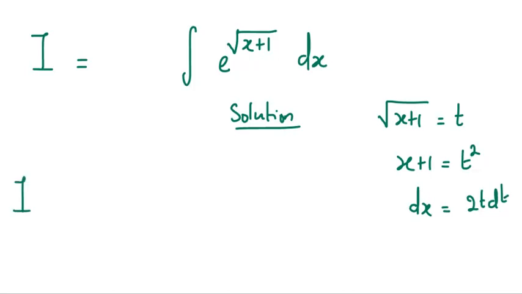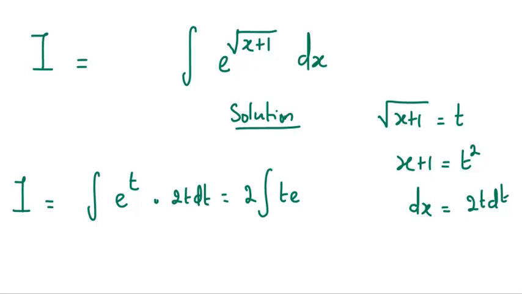So therefore our integral I in terms of t is going to be the integral. This is going to be e raised to the power of t. Then dx is equal to 2t dt, which is equal to 2 integral of t times e raised to the power of t dt. Okay, that's cool.